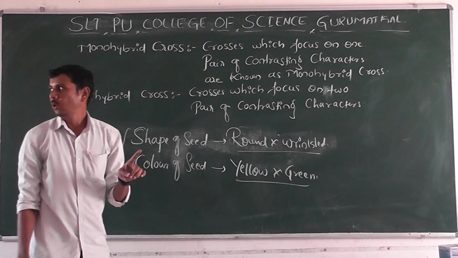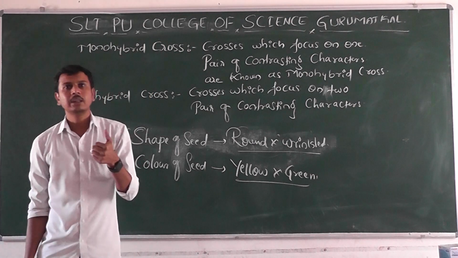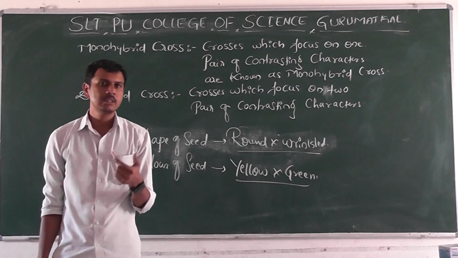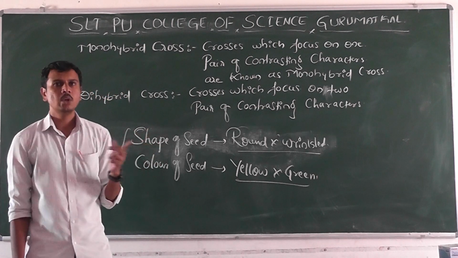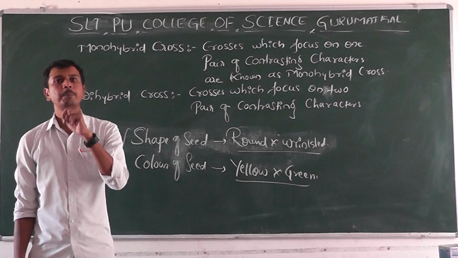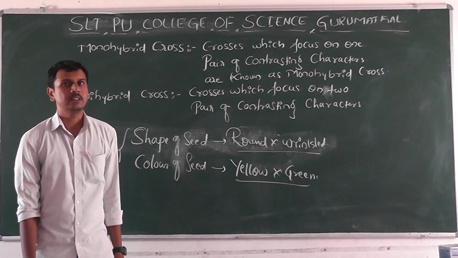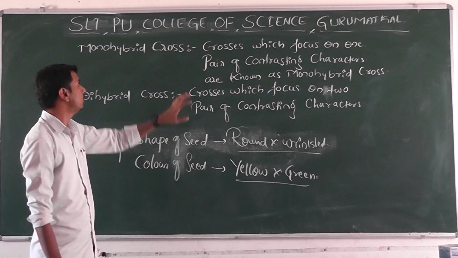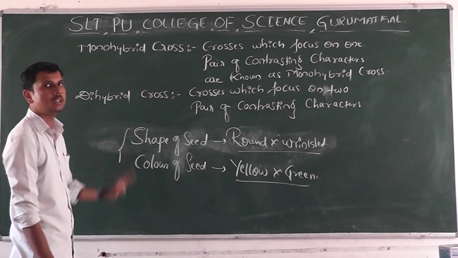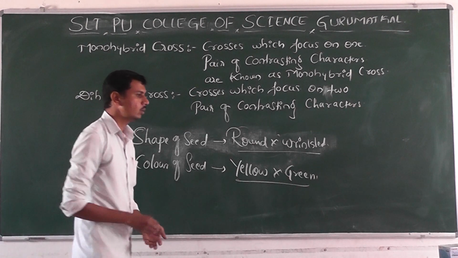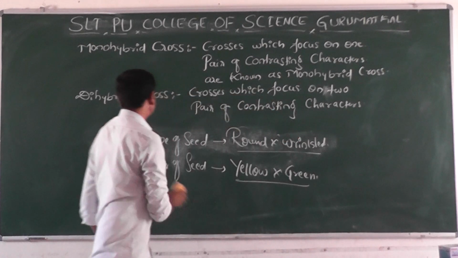In the monohybrid cross we concentrated on a single pair of contrasting characters, and in the case of a dihybrid cross we concentrate on two pairs of contrasting characters. So that is the definition of the monohybrid cross and the dihybrid cross. Now we are going to concentrate on the examples.